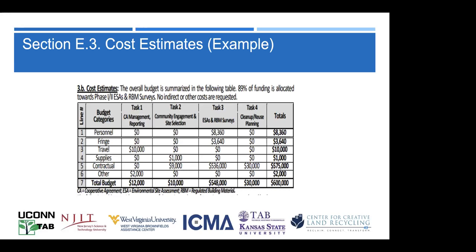Yes, we do. Okay, so in this example, again, this is from that same grant. And what they did was, at the very beginning, I love this, right before their table, they say, the overall budget is summarized in the following table. 89% of funding is allocated right out the gate, right? The reader doesn't even need to do the math. They're anticipating this, right? They're saying, look, 89% of funding is allocated towards phase 1 and 2.